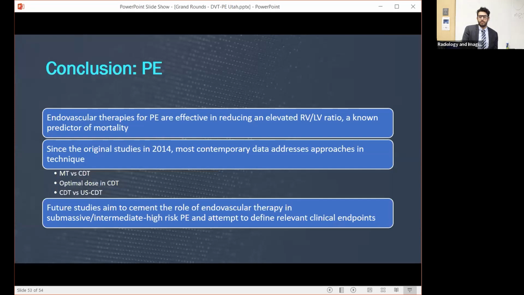With respect to PE, it's a little different. I think endovascular therapies for PE are very effective for reducing an elevated RV-LV ratio, which is a known predictor of mortality. With that said, since those original studies in 2014, most contemporary data addresses approaches and technique, which I think might be putting the cart before the horse in terms of understanding if this therapy works in the first place. Some of the things we talked about are mechanical thrombectomy versus CDT, optimal dosing, and CDT versus ultrasound-accelerated CDT. But hopefully, like I showed in that flow chart, some of these future studies will cement the role of endovascular therapy for intermediate risk PE, and then also define those relevant clinical endpoints.